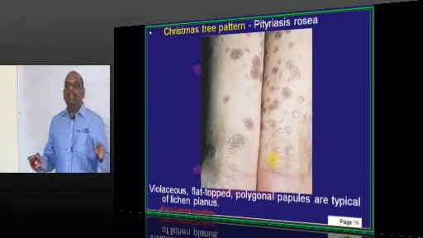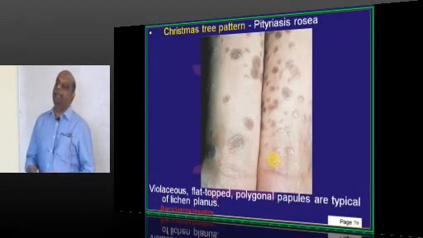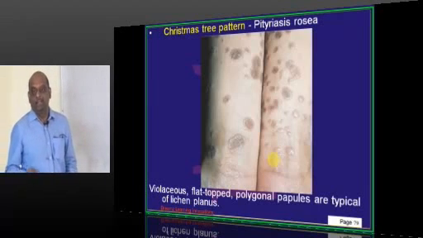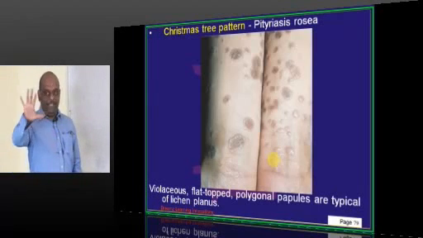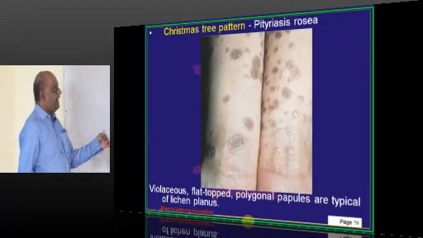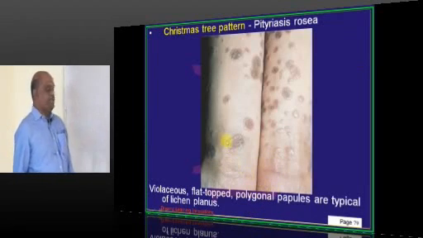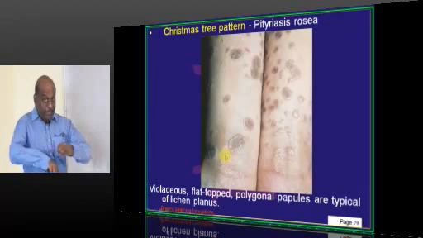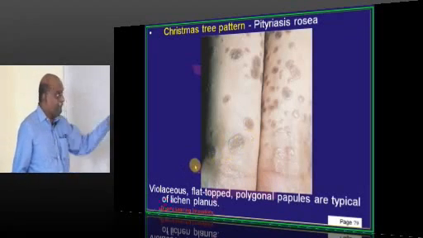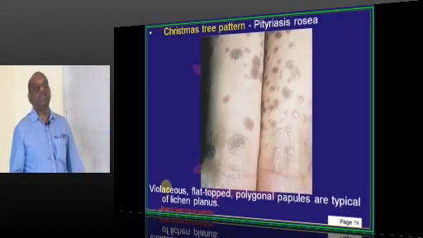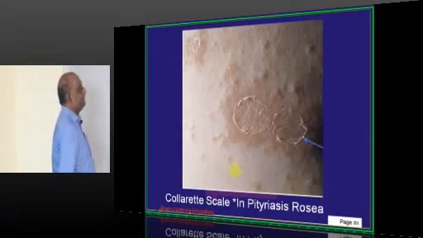Then what is the typical description of the lesions of lichen planus? 4 P's. They are polygonal in shape, they are papules, they are pruritic, they are purple colored. Polygonal, pruritic, purple papules is lichen planus, is what you have to ultimately remember.